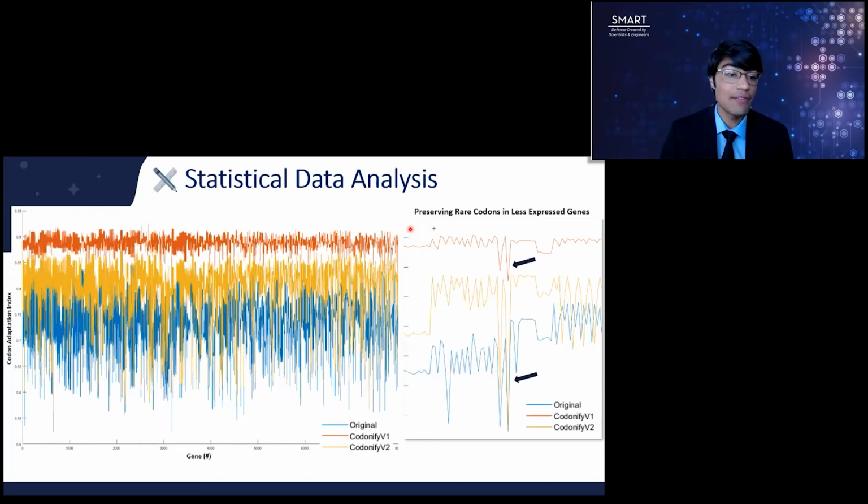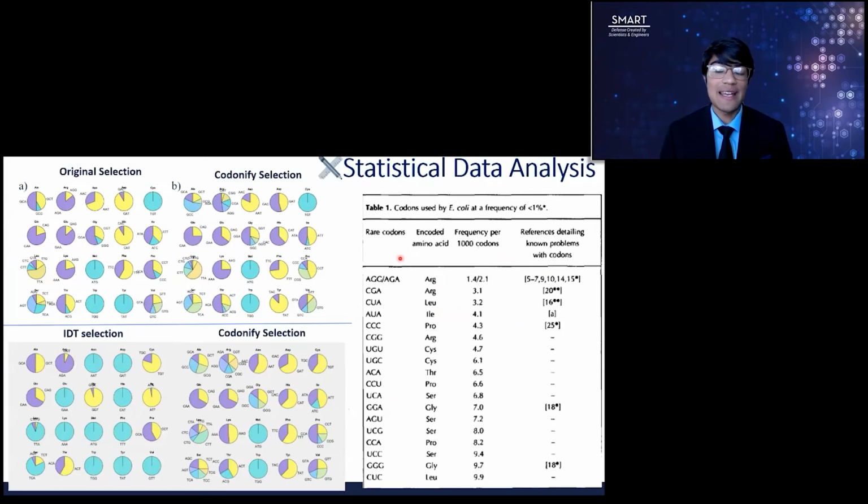As can be seen, the various iterations of Codonify offer a significant improvement in CAI compared to the unoptimized or original sequences. However, even for genes that may be less expressed, Codonify doesn't just overwrite the frequencies. It still maintains some rare codons and subsequences in the gene that affect expression. Now, this figure contains pie charts representing the various codons present for each amino acid.